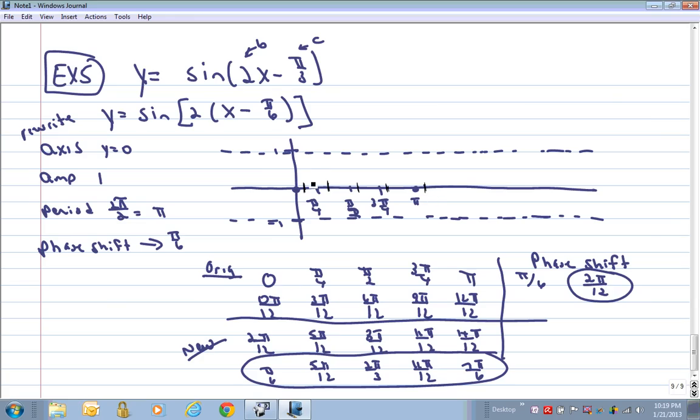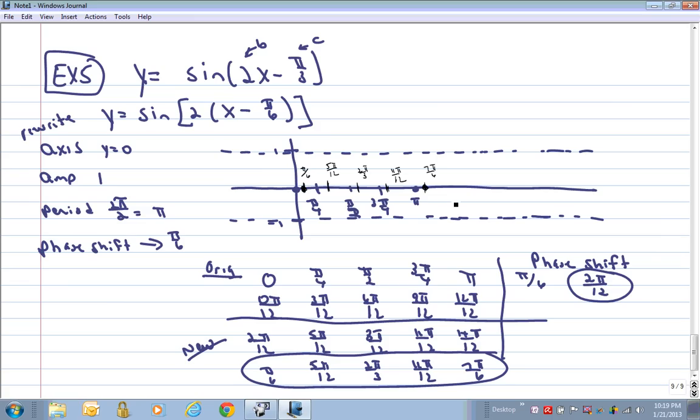This would be pi over 6. I'm going to do it at the top just so we can see it a little bit better. So this is pi over 6. The next key point will be 5 pi over 12. The next key point would be 2 pi over 3. Next key point, 11 pi over 12. And finally, the last point will be 7 pi over 6. Alright, so our beginning point will be here. Our ending point will be here.